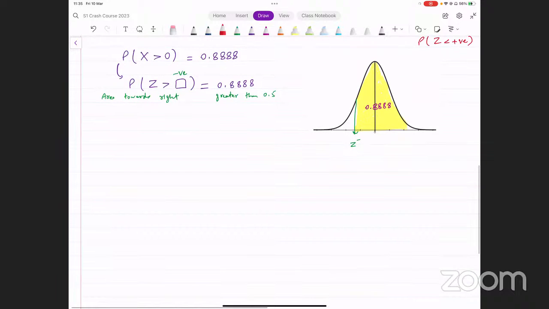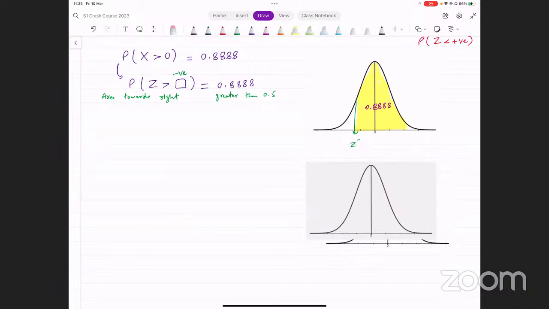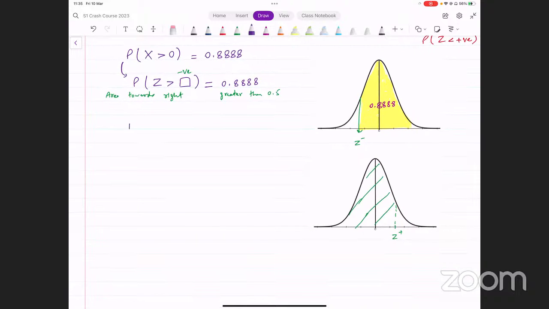So how do you convert it to standard form? You can say, let's flip this curve such that you have z on this side. So if you were to make z positive, the area to the left of that positive value of z would also be 0.88. So we can just flip this, right? We can say this is probability of z less than a positive value of z. That would also be 0.8888. So if we take this to the right and we consider the area to the left of that value, that is also equal to this.